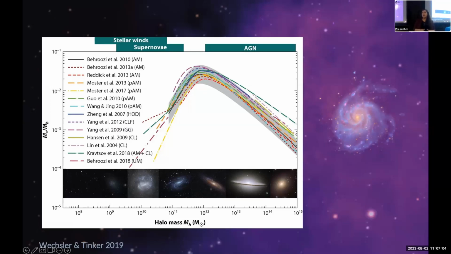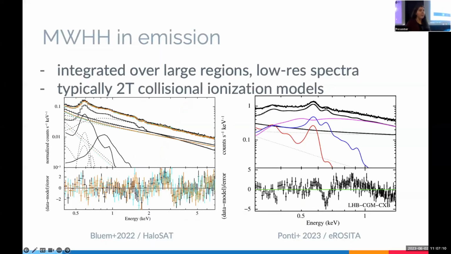And of course, the Milky Way is very close, we live in it. So it's also the easiest halo to study. So let's see what we can learn about the Milky Way halo and also galaxy evolution. We could study it in emission, and it has been observed by low resolution CCD detectors for some decades. I show here the two most recent such emission spectra from the HaloSat and eROSITA teams, so from a CCD detector and a silicon drift detector.